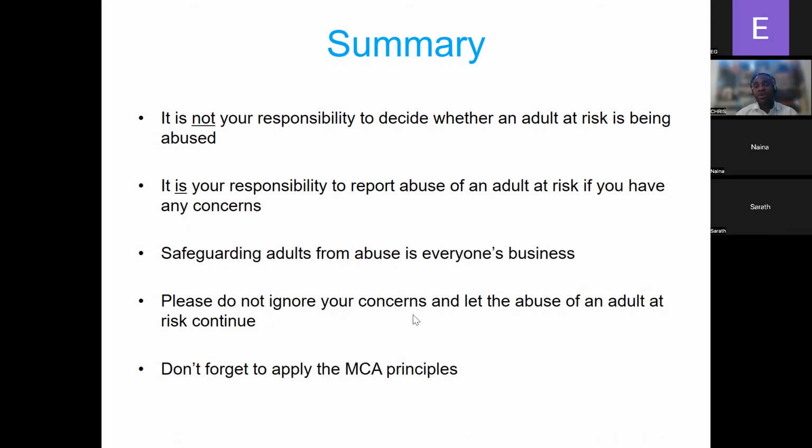Please do not ignore your concerns. If you have concerns about the abuse of an adult at risk, report it. If you ignore it, you will let it continue. But if you report it, actions will be taken, perpetrators will be held accountable. And don't forget to apply the Mental Capacity Act principles that we have talked about.